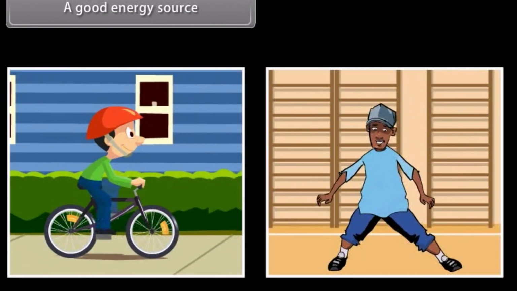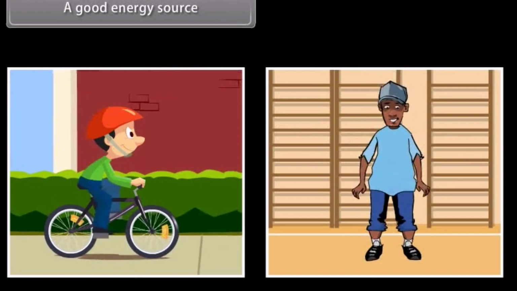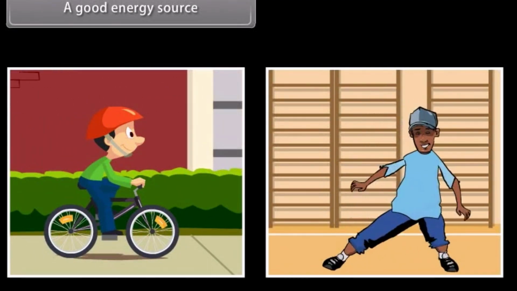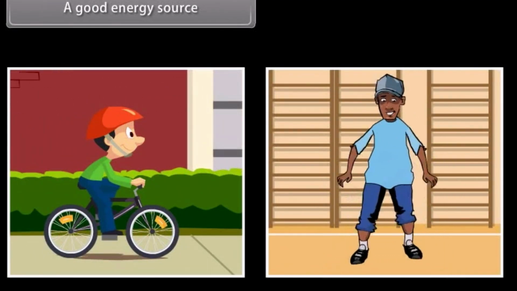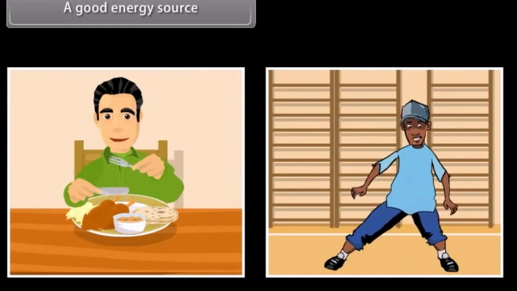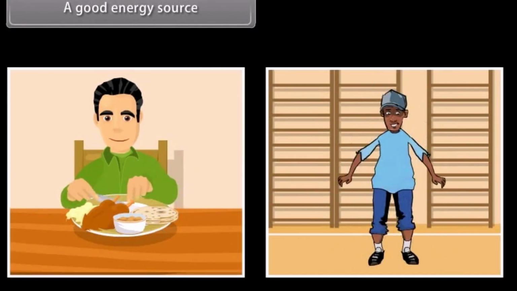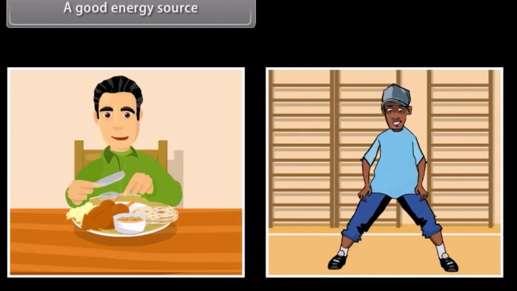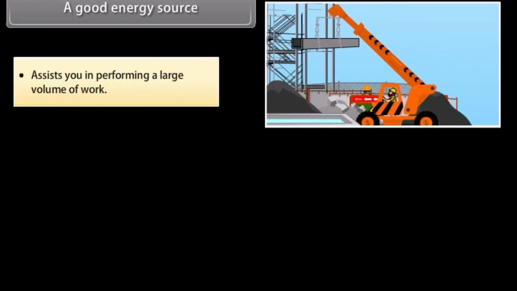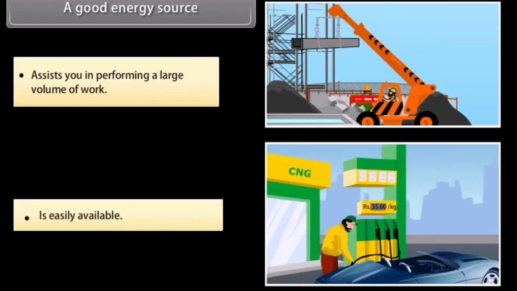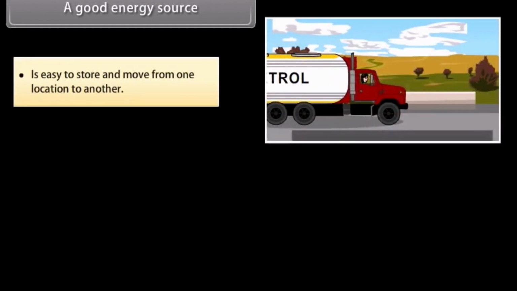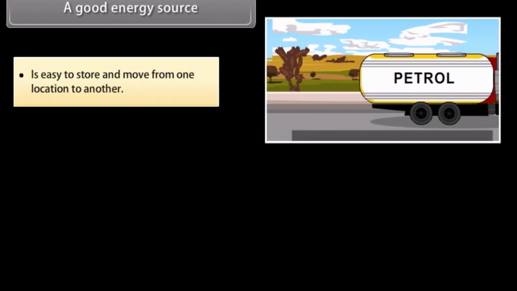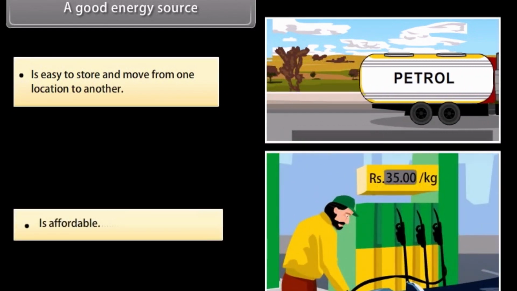A good energy source. In your day-to-day life, you need a lot of energy throughout the day. All physical activities that you perform require energy. Also, this energy comes from a source that would give you the required energy to perform any activity. You need to keep in mind that any good energy source must assist you in performing a large volume of work, be easily available, be easy to store and move from one location to another, and be affordable.